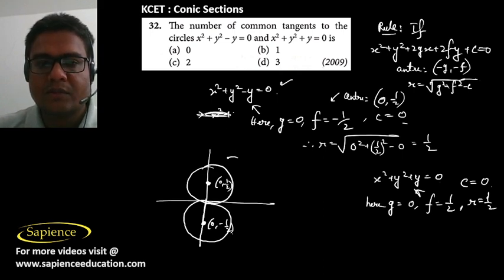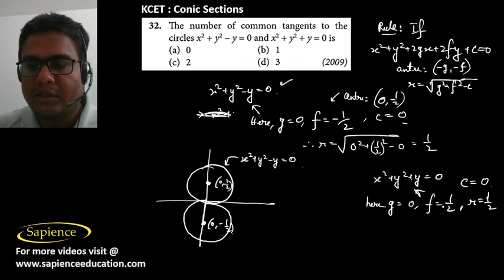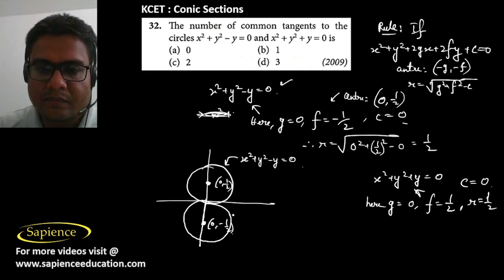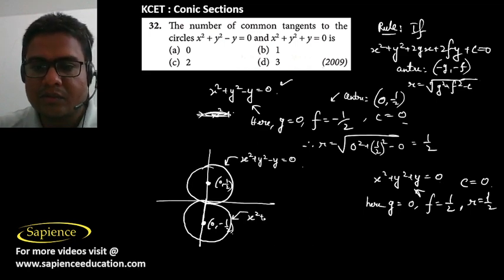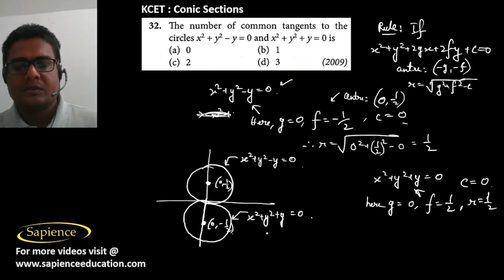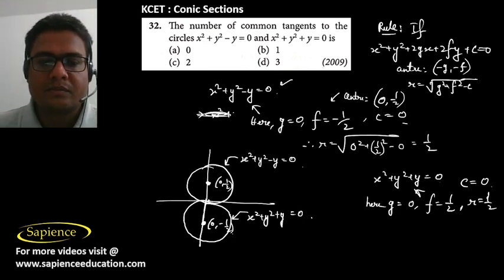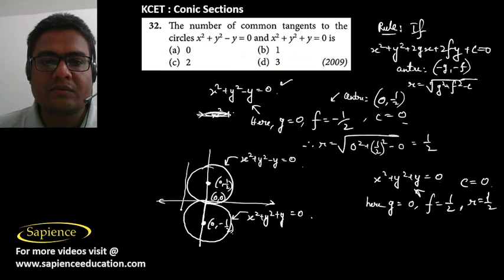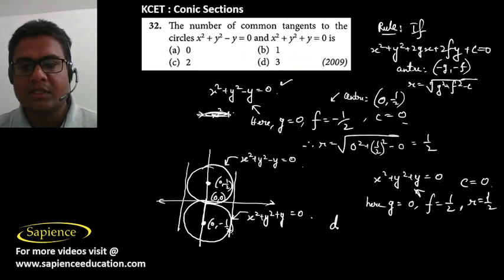So the equation of this circle is x square plus y square minus y equal to 0, and the equation of the other circle is x square plus y square plus y equal to 0. So the two circles will touch each other at the origin. So the x-axis is one of the common tangents, and the radius is also the same, so it will have 3 common tangents. So option D is the correct answer.